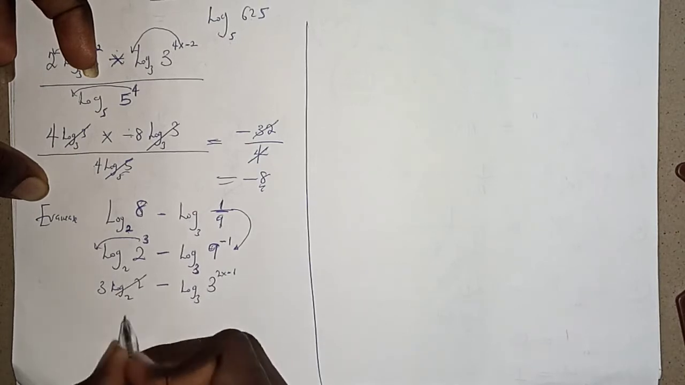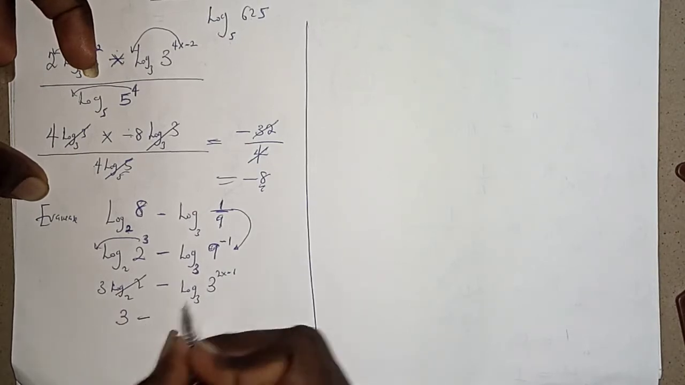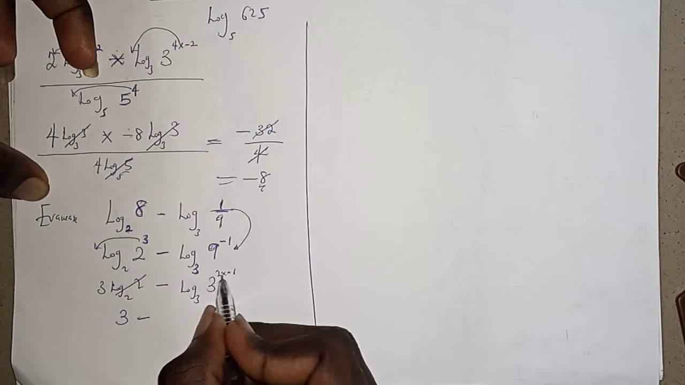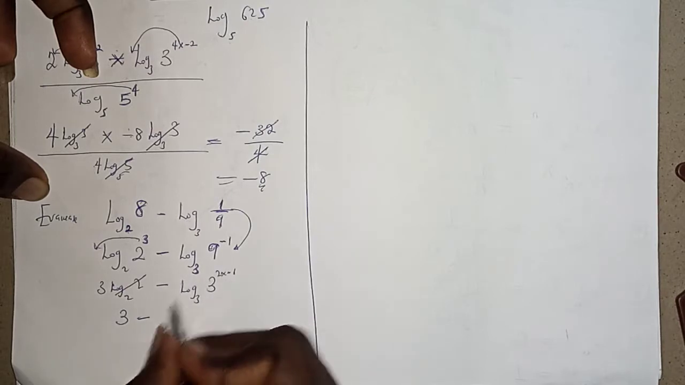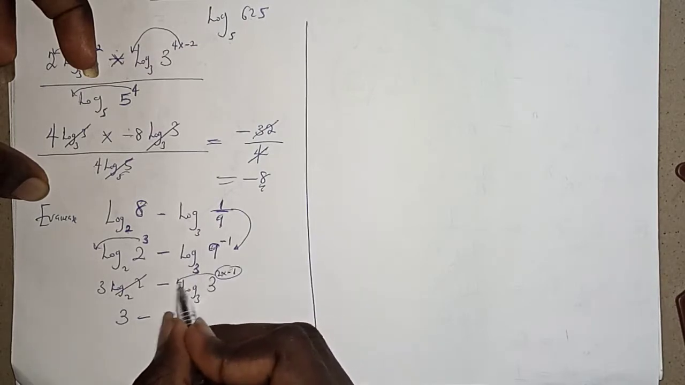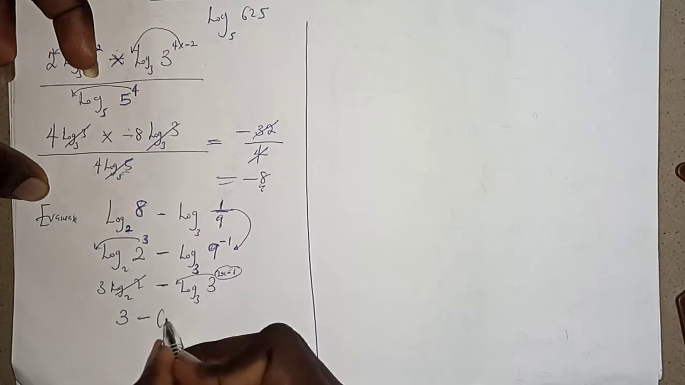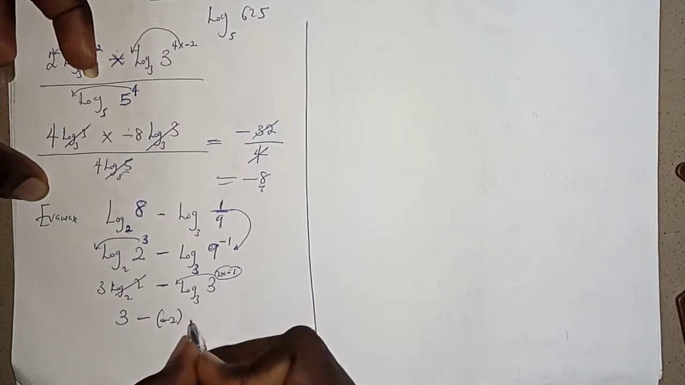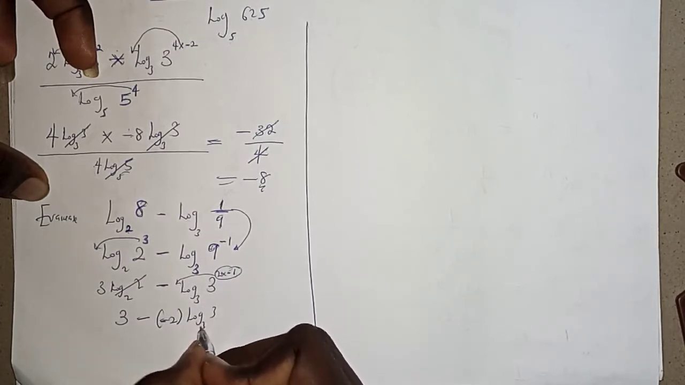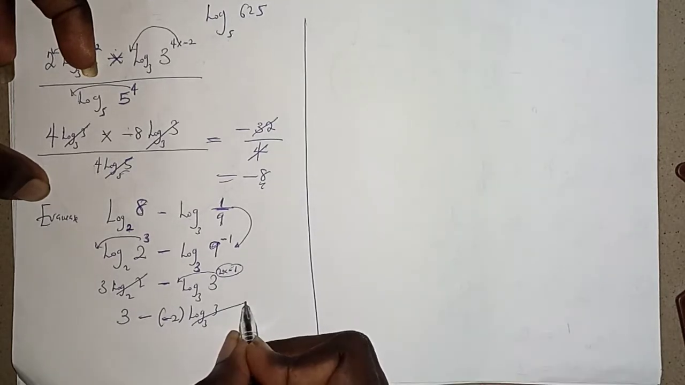So then log 2 base 2 is 1, so I have 3 left, minus 2 times minus 1 is minus 2. This minus 2 will come down. You know, I already have a negative sign before, so the minus 2 that is coming, see it inside the bracket here. So I will have just log 3 to base 3 left. And log 3 to base 3 is 1.